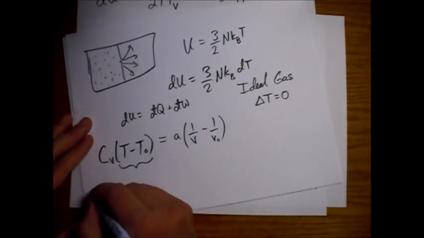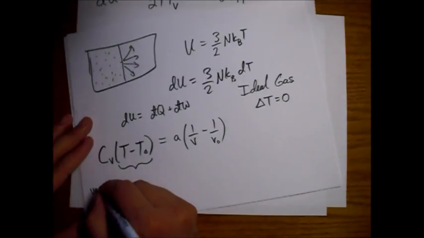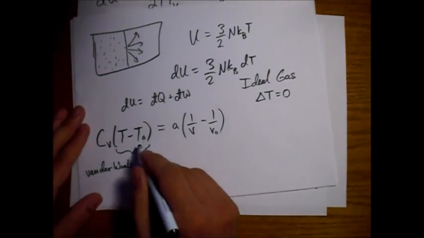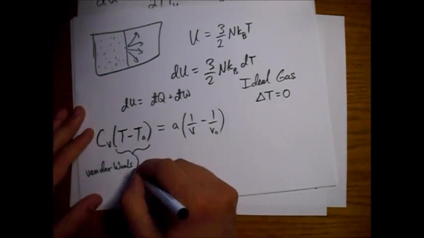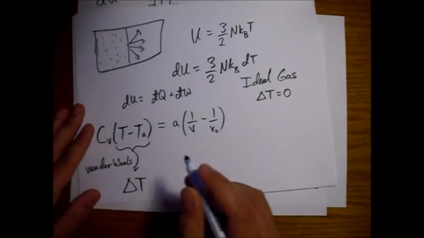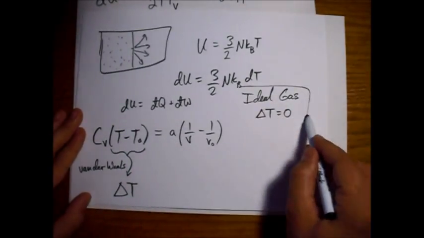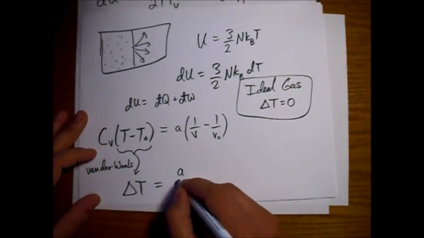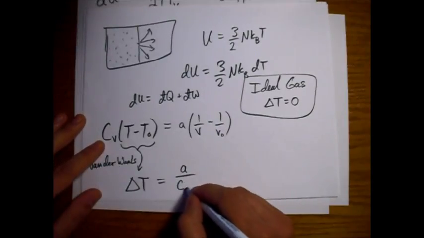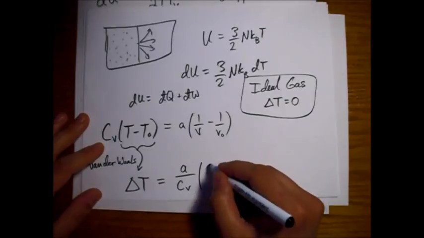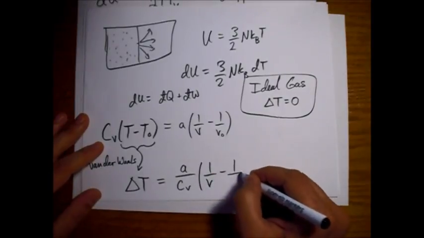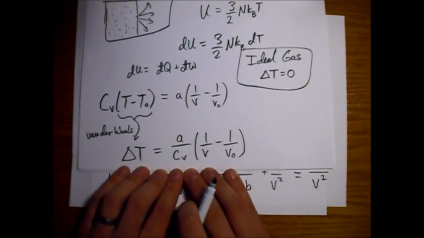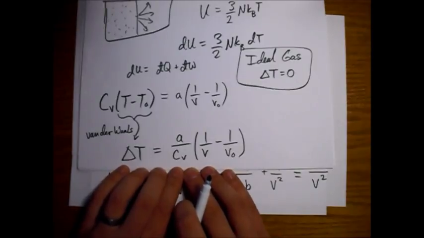So here we have the ideal gas, here we have the van der Waals gas. Delta T, okay? Here we have the ideal gas. For van der Waals gas, delta T is equal to, all we have to do is divide by the C_V, like this. All right, so there we go. This is the temperature change for van der Waals gas.